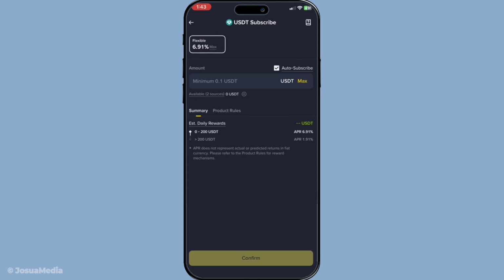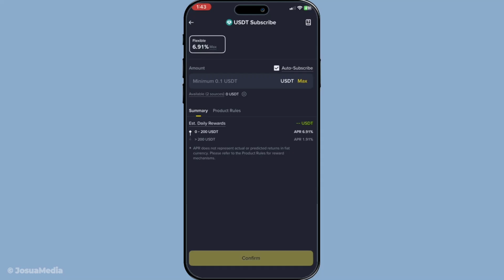Once you've chosen the coin, the next step is to identify the annual percentage rate, or APR. This is essentially the interest rate you'll earn over the course of a year. For instance, you might see an APR of 5%. This number will be vital for calculating your daily and monthly interest.